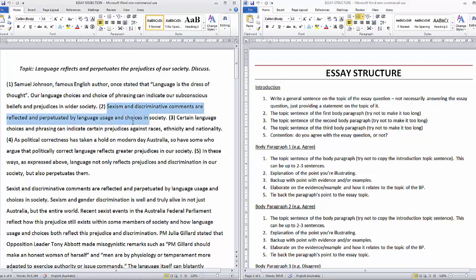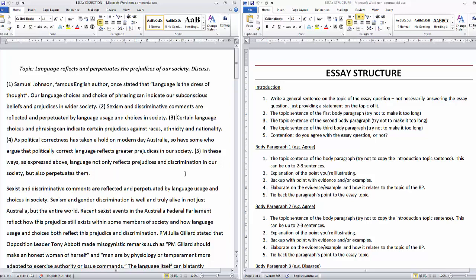Sexism and discriminative comments are reflected and perpetuated by language usage and choices in society. So that there is the topic sentence of my first body paragraph, which I'll be talking about down here. The third sentence in my introduction: certain language choices and phrasing can indicate certain prejudices against races, ethnicity, and nationality. So again, that is a topic sentence of my second body paragraph. The fourth sentence in my introduction is, as political correctness has taken hold on modern day Australia, so have some who argue that politically correct language reflects greater prejudices in our society. So again, that is a topic sentence of my third body paragraph.